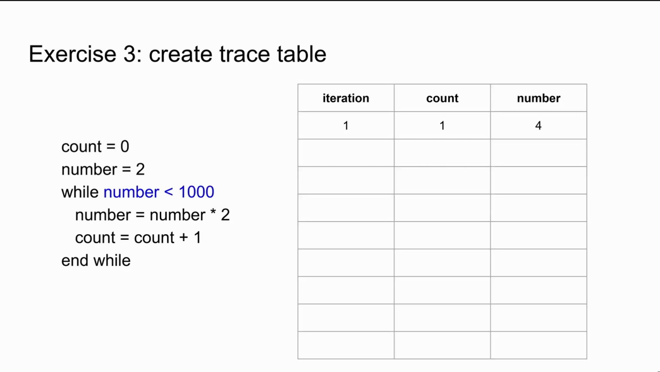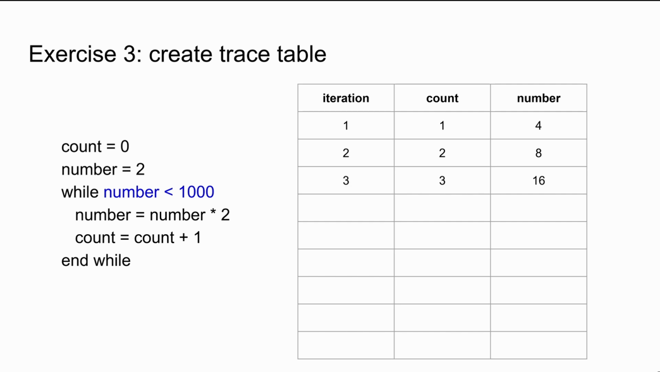We can see that before entering the loop, count is equal to 0 and number is equal to 2. Then, in the first iteration, count increases by 1, which makes it 1, and number is equal to number multiplied by 2, which equals 4. And the same happens in the second iteration. Since number is less than 1000, the loop keeps going and increases count by 1 and multiplies number by 2, making count equal to 2 and number equal to 8.